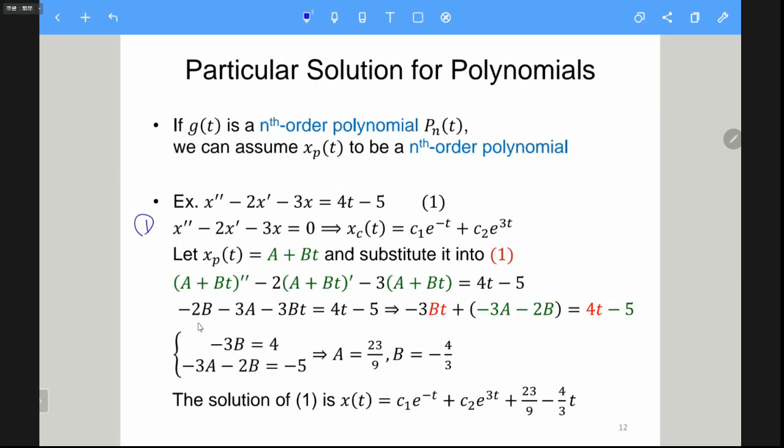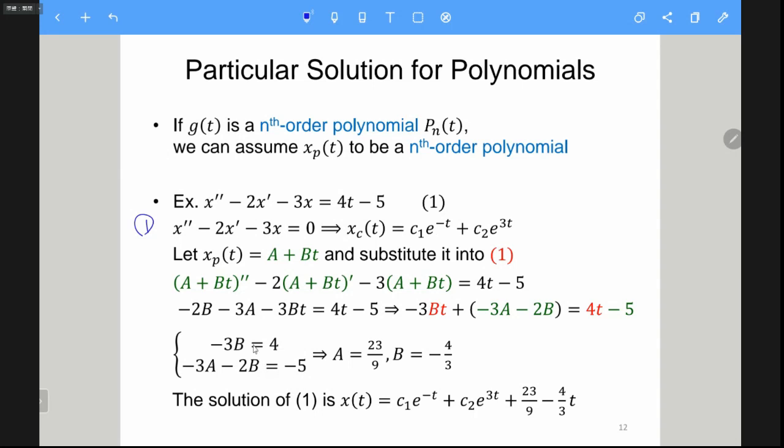Okay, so next we try to rearrange the terms. We have the first order term -3bt, and on the right side we also have 4t. And then these two terms are constants, only related to a and b, but not t. So we group them together. We have -3a - 2b here, and then 4t - 5 on the right side. They are equal to each other, which means that -3b should be equal to 4, and then this term should be equal to -5.